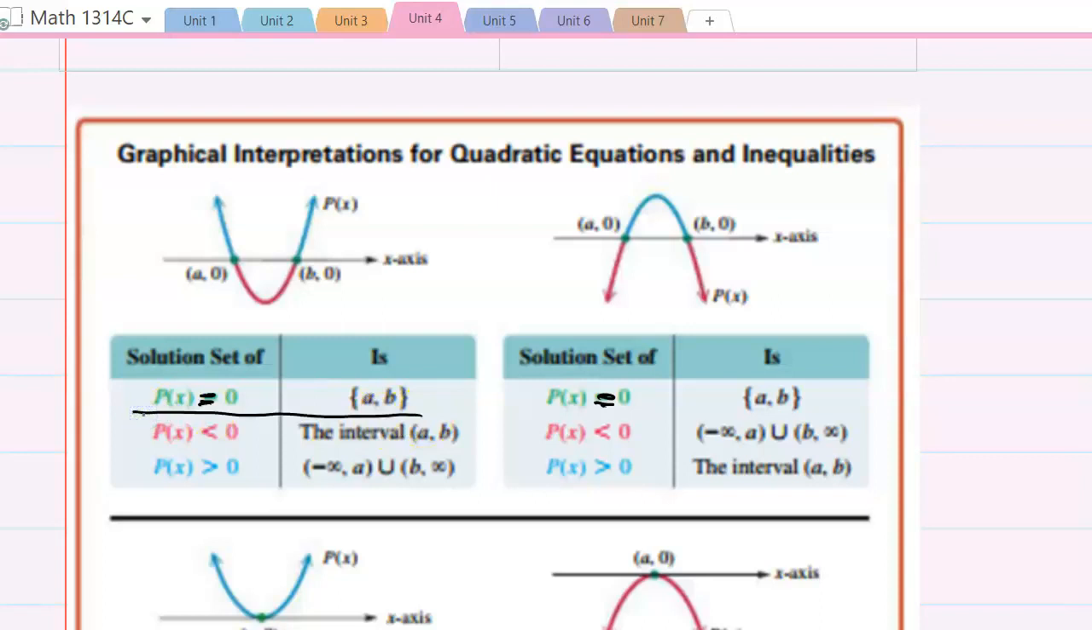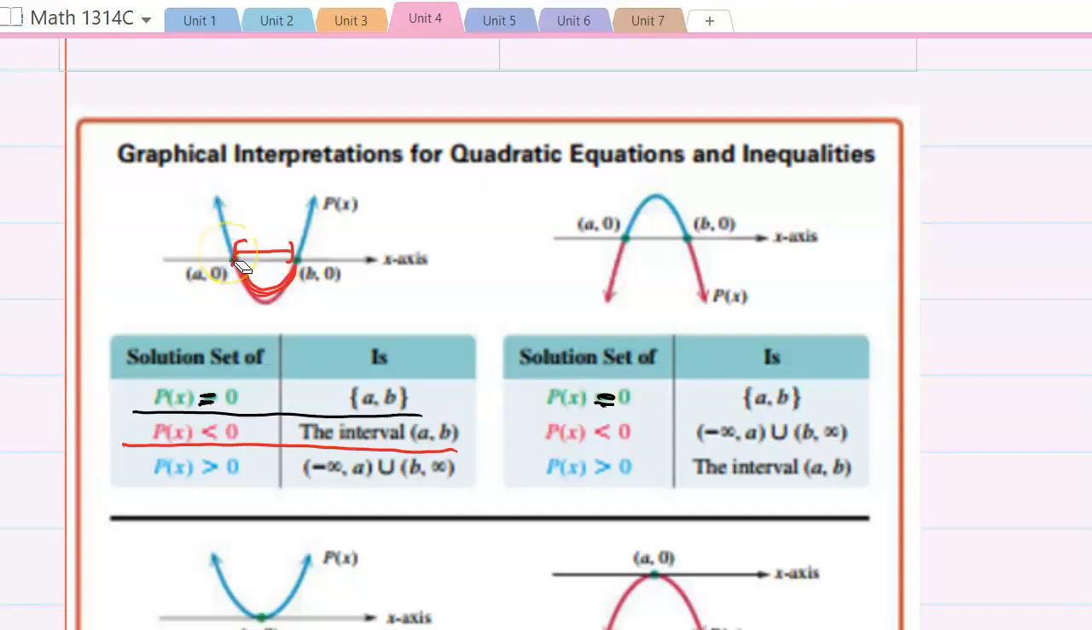If we look at the inequality of the parabola opening up, that of f of x is less than 0, we see that the points of the graph in between the values of a and b are below, or less than, 0. This means our solution set will be the interval of, in parentheses, a comma b. The x values in which the graph of the quadratic function is below the x-axis.